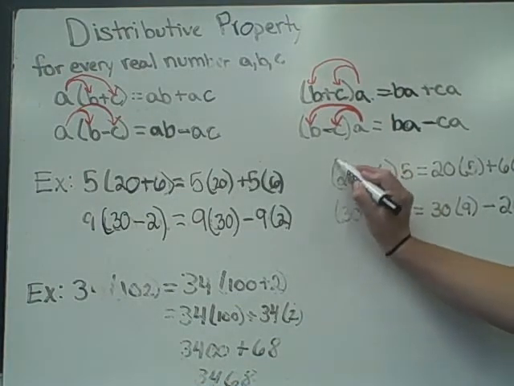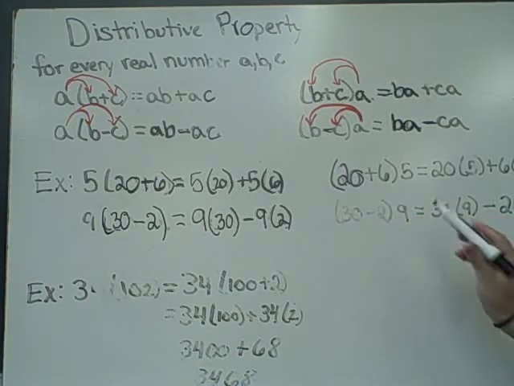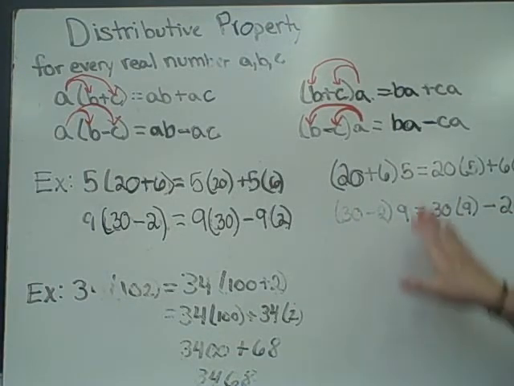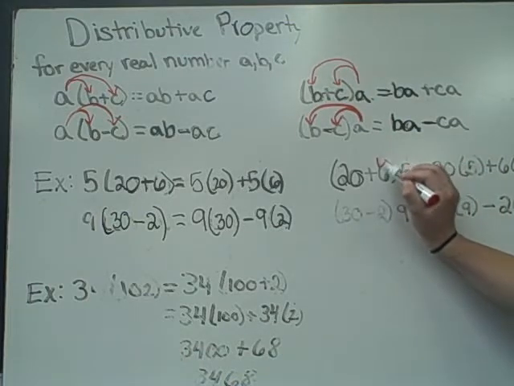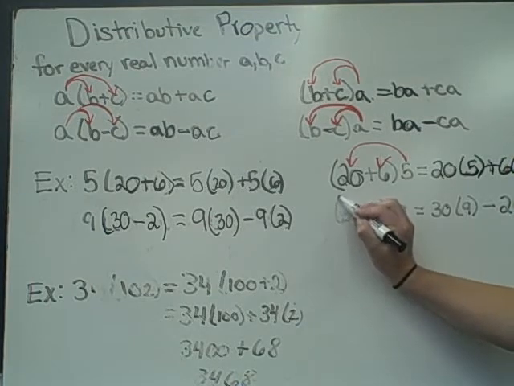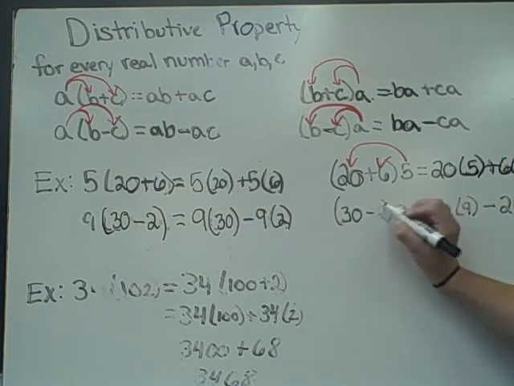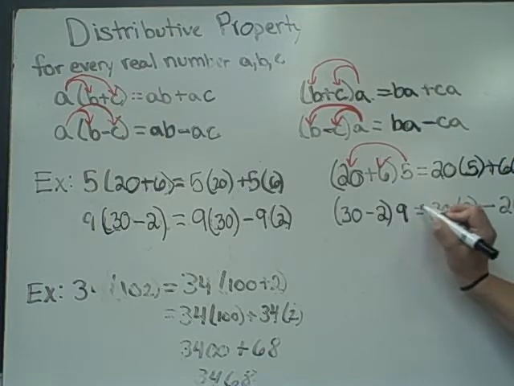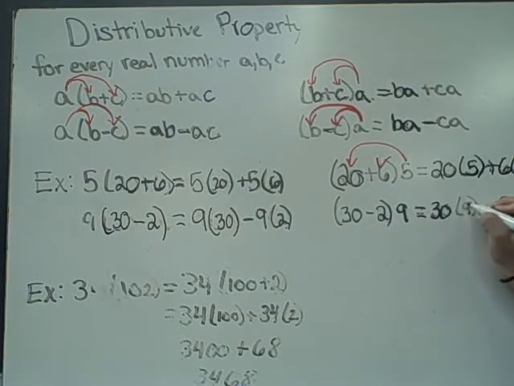Okay, over here we have 20 plus 6 in parentheses times 5. Notice how the 5 is on the other side of my parentheses. That's okay. It's still going to be distributed in. And you would end up with 20 times 5 plus 6 times 5. Okay? Same thing here. Just another example, only this time with a minus sign. 30 minus 2 times 9 is the same thing as 30 times 9 minus 2 times 9.